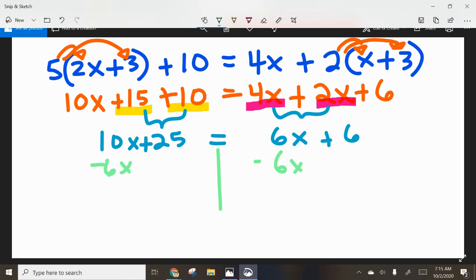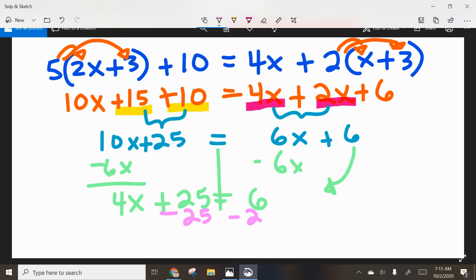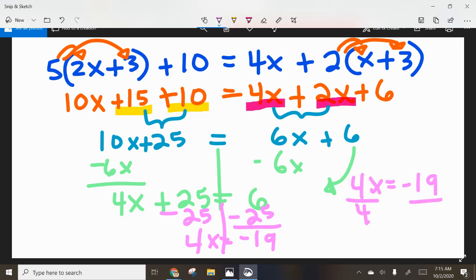Subtract 6x from both sides. I get 4x. And then I'm going to go ahead and subtract 25. I'm going to get negative 19. And then what do I get? 4x equals negative 19. I'm going to divide by 4. There's my final answer. Negative 19 over 4. Again, leave it as an improper fraction.